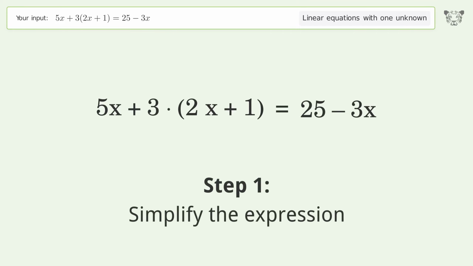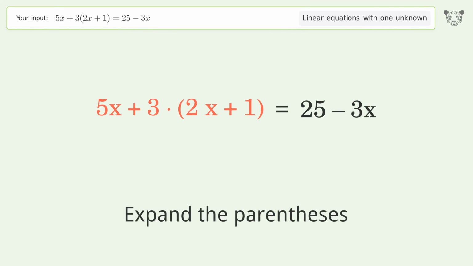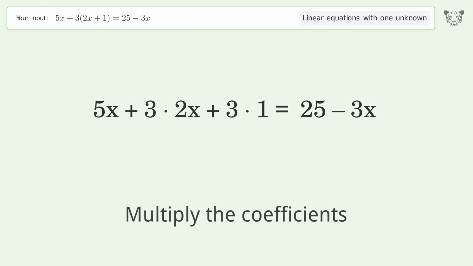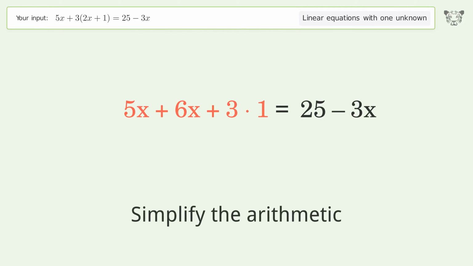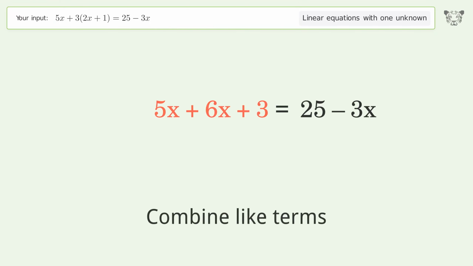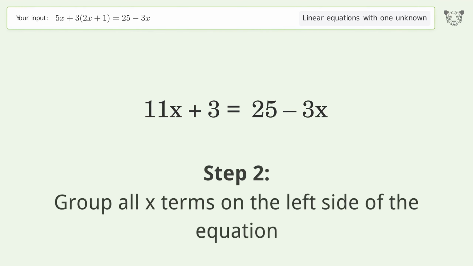Simplify the expression. Expand the parentheses. Multiply the coefficients. Simplify the arithmetic. Combine like terms. Group all x terms on the left side of the equation.